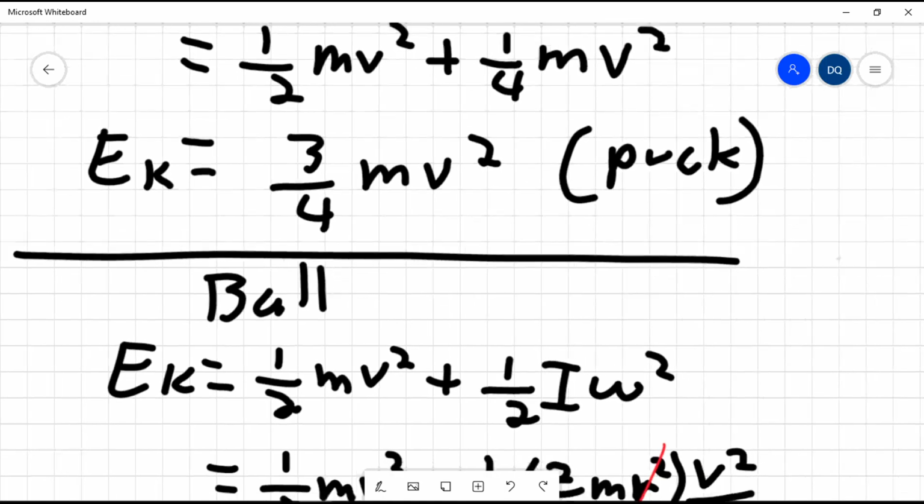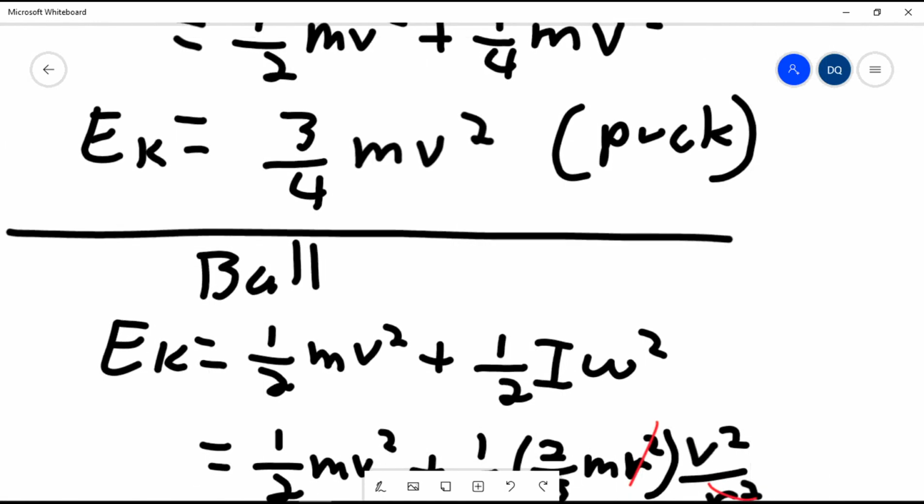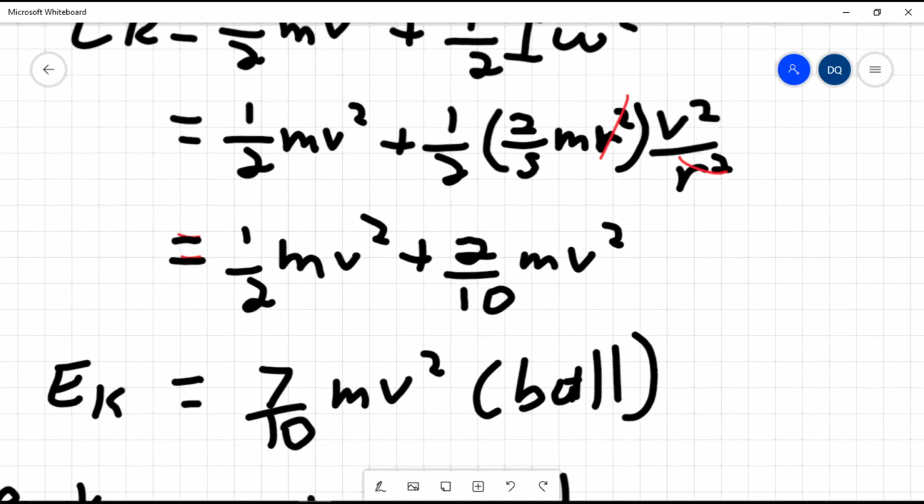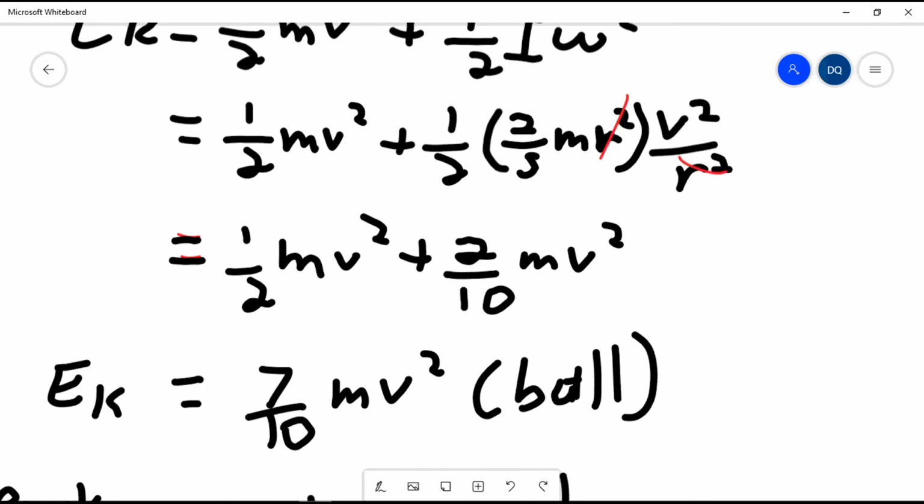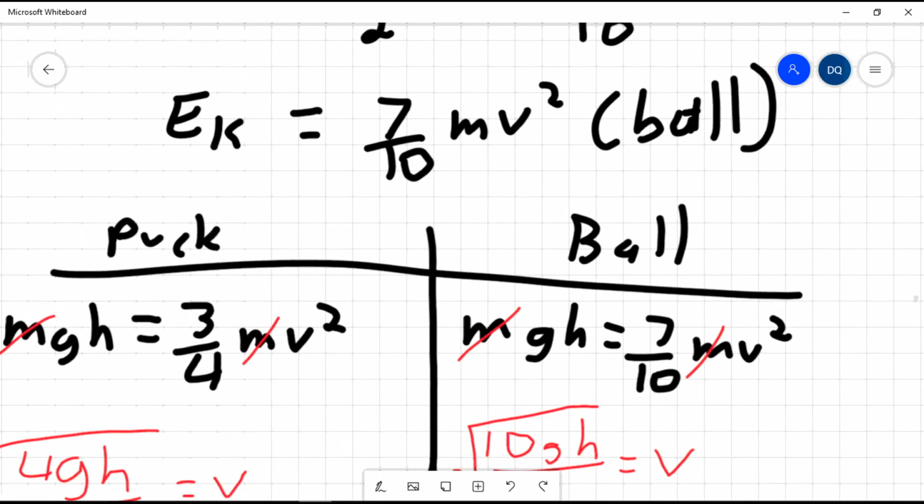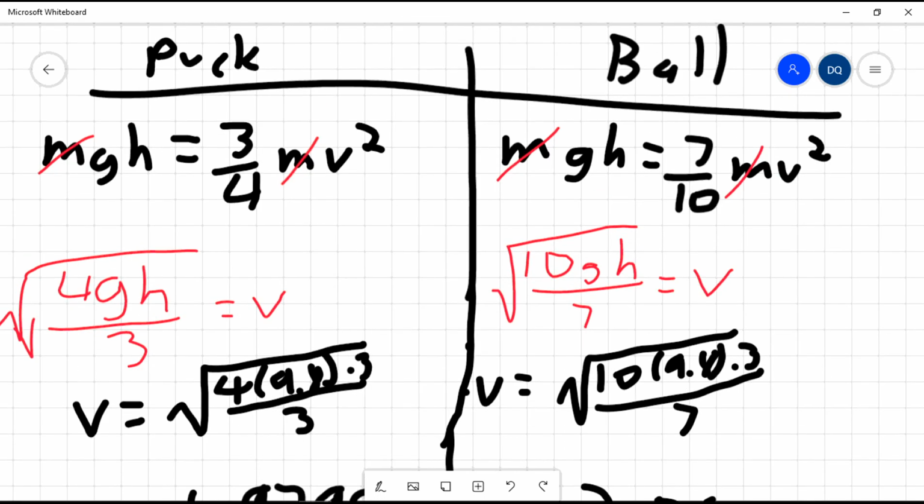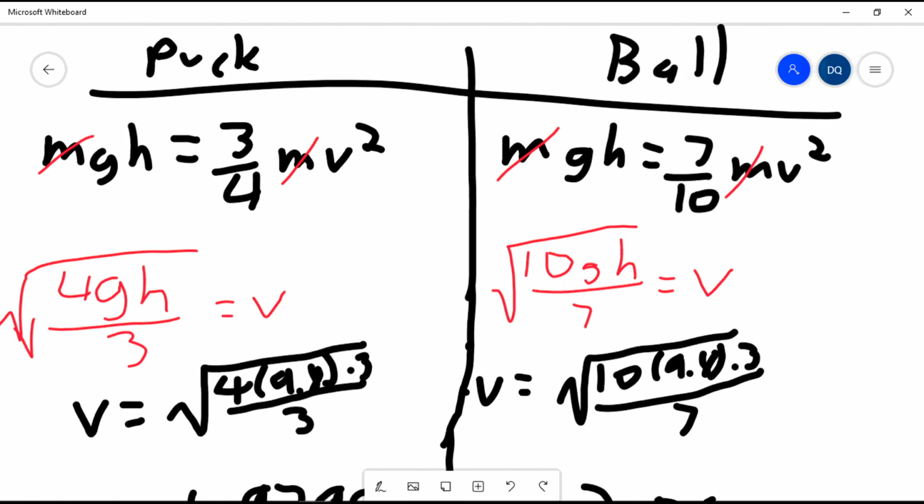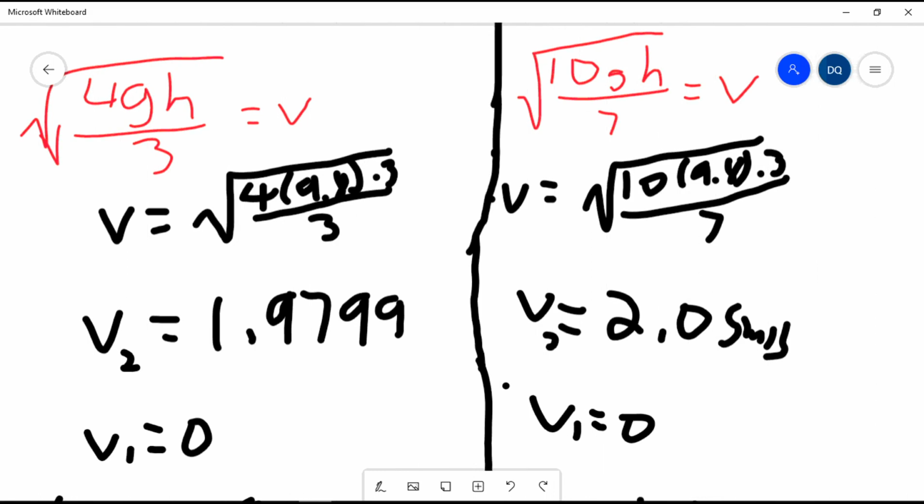Do a little bit of algebra to that, and the total kinetic energy for a puck or a cylinder is 3/4 mv squared. Apply the exact same process to a solid ball, but putting in a ball's moment of inertia of 2/5 mr squared, you end up with a kinetic energy of a ball is 7/10 mv squared. By turning all of the gravitational potential energy into kinetic for both the puck and the ball, canceling out all of our variables, plugging in the known values, we end up with a final velocity for the puck of 1.9799 meters per second, and for the ball it's slightly higher at 2.05 meters per second.